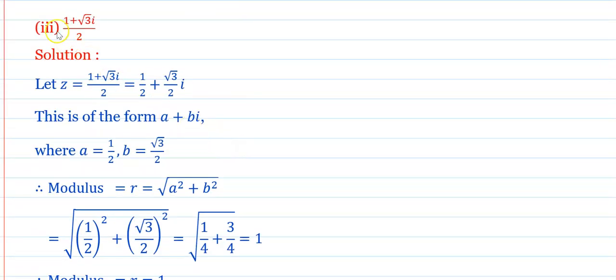Now again, next, 1 plus root 3 i upon 2. Again z is equal to 1 plus root 3 i upon 2. Split it up: 1 by 2 plus root 3 upon 2 i. This is of the form a plus bi. a is equal to 1 upon 2, b is equal to root 3 by 2. Both are positive, so they lie in the first quadrant.